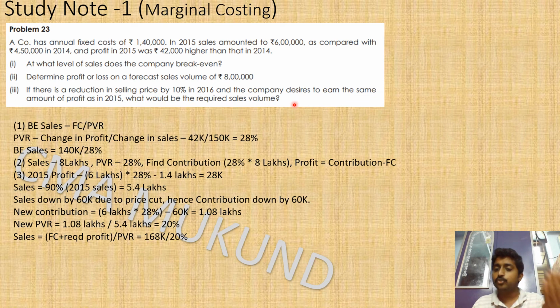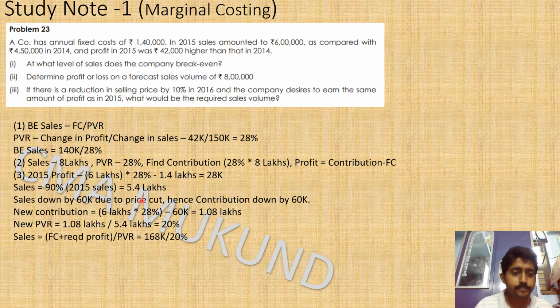Okay, the ratio of contribution to sales is going to change, which means the PV ratio is going to change. That is where the crux is in this problem. So we should not apply the same PV ratio for question number 3 and end up doing it wrongly. That's why the last question has the highest weightage among these 3 questions.